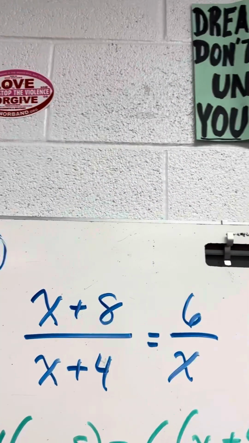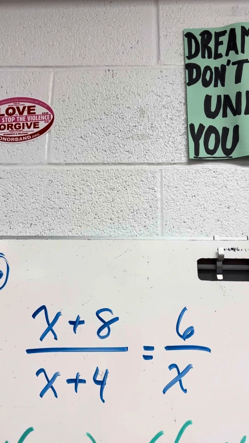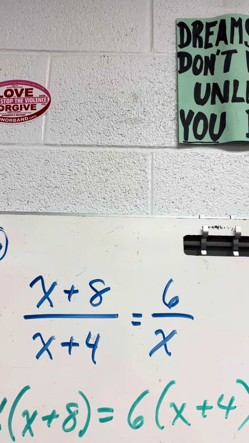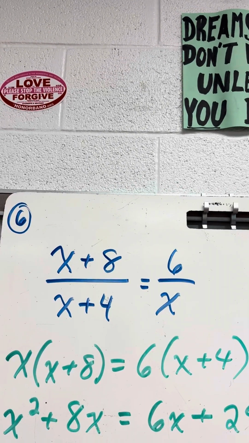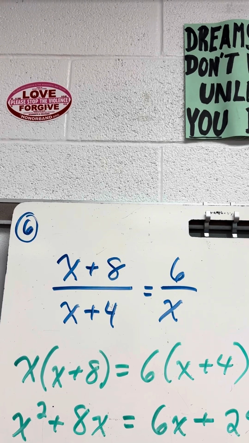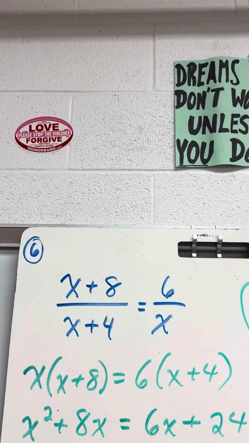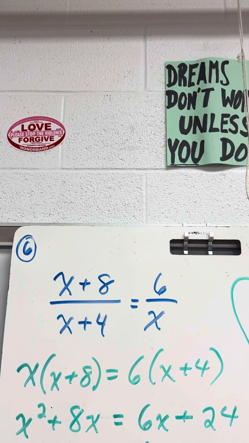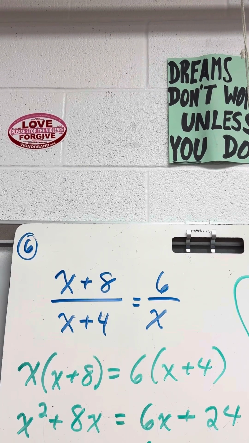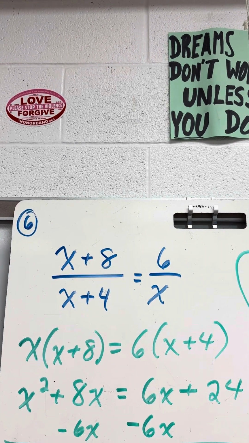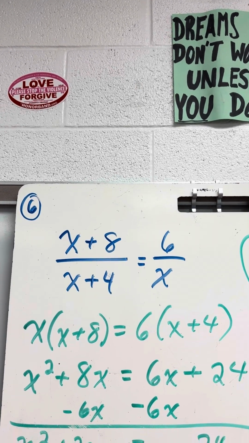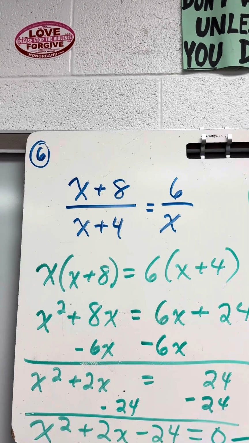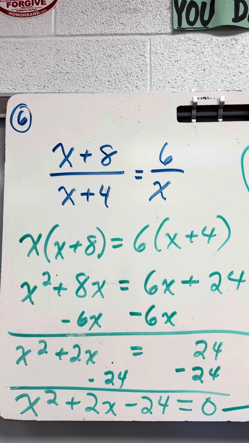But over here, now we have x times x plus 8 equals 6 times x plus 4. Okay. When we distribute, we get x squared plus 8x equals 6x plus 24. Now what we're going to do is solve for x, and we're going to eventually use factoring. To do that, we got to get the right side equal to 0. So I'm going to minus 6x to both sides and get x squared plus 2x equals 24. I'm going to minus 24 to both sides, so I have x squared plus 2x minus 24 equals 0.